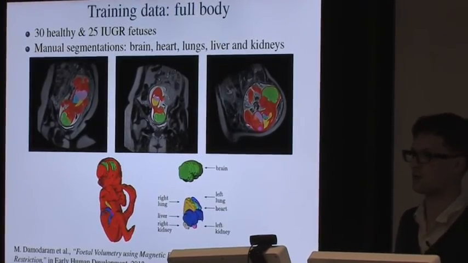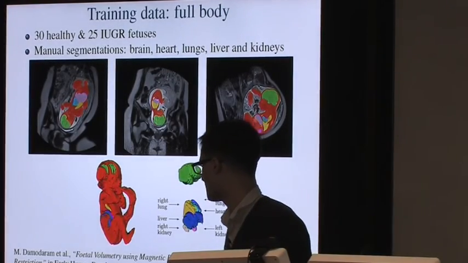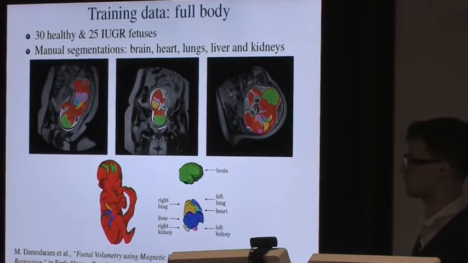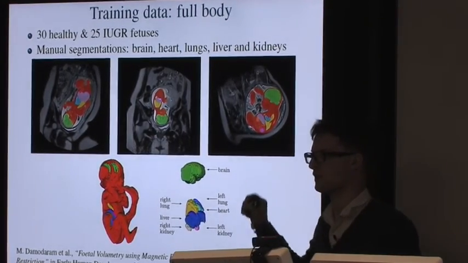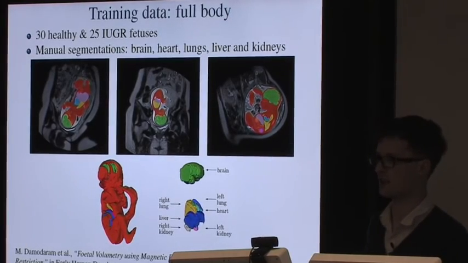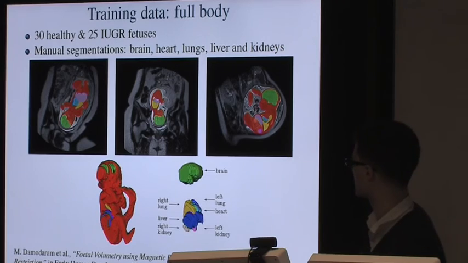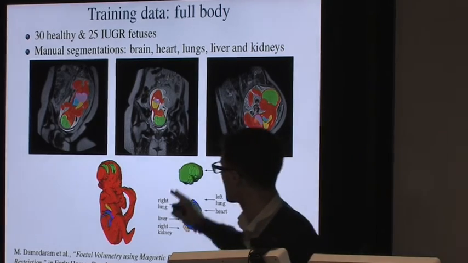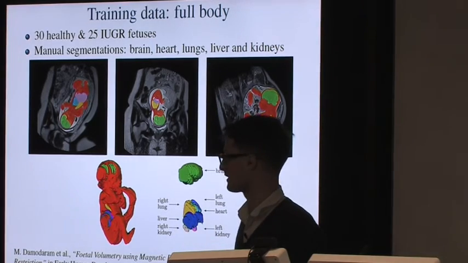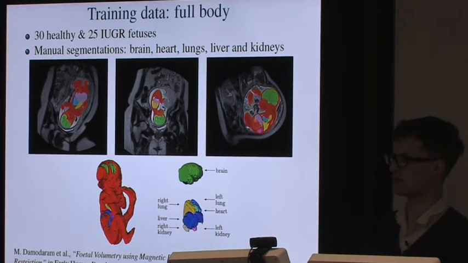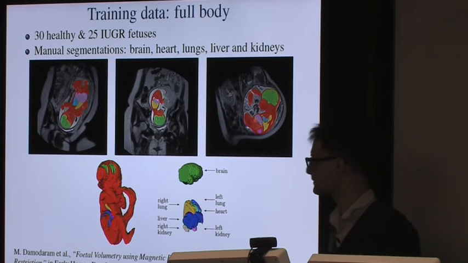Luckily, when I was working on the full body, I benefited from previous work from Melissa Damodaram, who did a study on growth restriction. When she was doing that study, she manually segmented the fetuses, and that's the kind of data I used when learning how to find the body of the fetus. As you can see here, there are striking staircase effects, and that's because she was working on fixed slices. Every slice is separated by 4 millimeters.